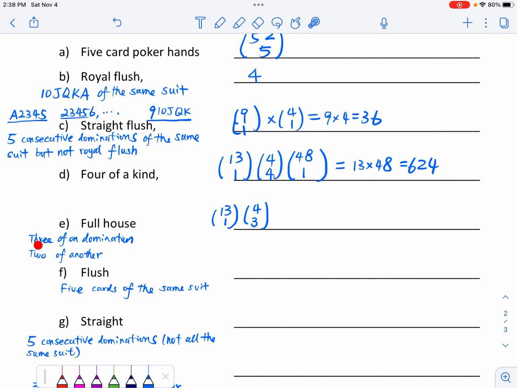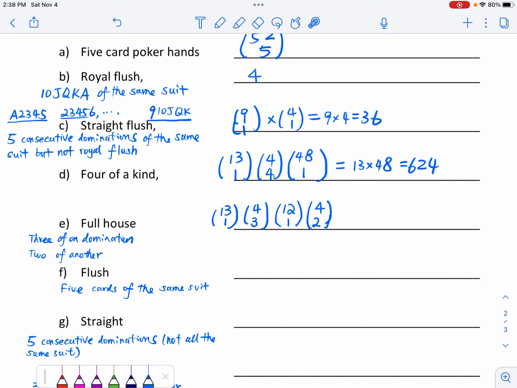That's getting the 3 cards. Step 2, I have to pick another value from the remaining 12 denominations, and then pick one. And again, we have to have 2 cards of another denomination, so we have to choose 2 cards from the 4 cards of the denomination chosen. So this will be how many possible full houses there are.